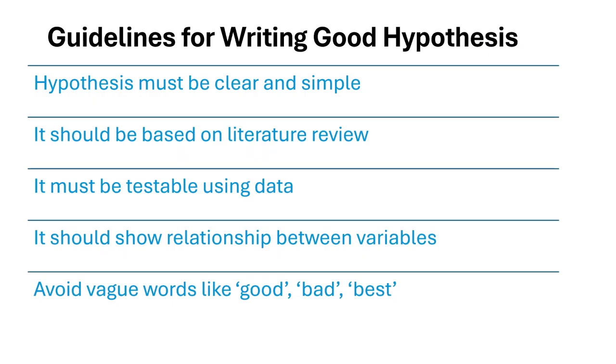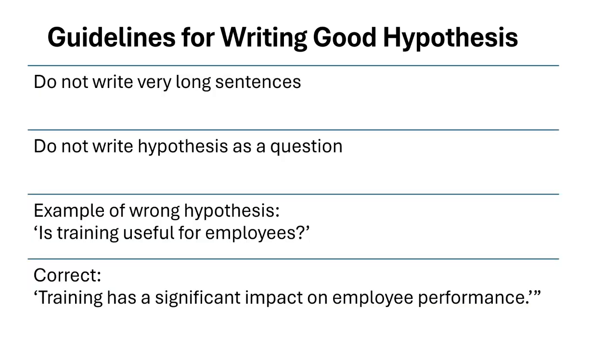So there are certain guidelines for writing a good hypothesis. First, hypothesis must be clear and simple. Secondly, it should be based on literature review. Third, it must be testable using data. Fourth, it should show relationship between variables. Generally, avoid vague words like good, bad, best. Do not write very long sentences. Do not write hypothesis as a question.